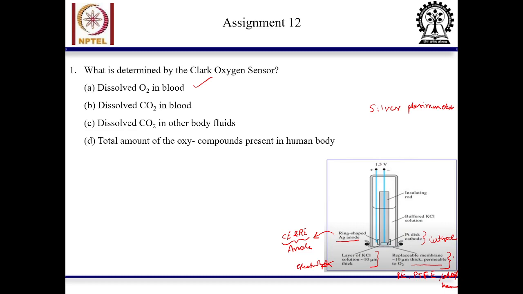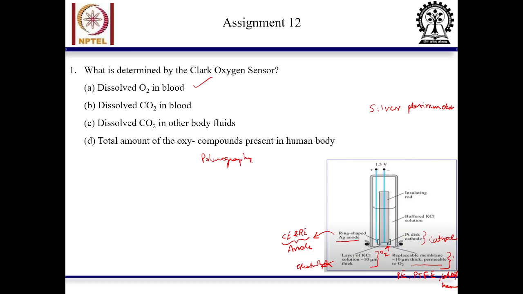So basically, this membrane only allows oxygen to pass through it and reach the working electrode. Right? Now we can determine this by the use of a polarization technique. That is the technique we have to keep in mind.